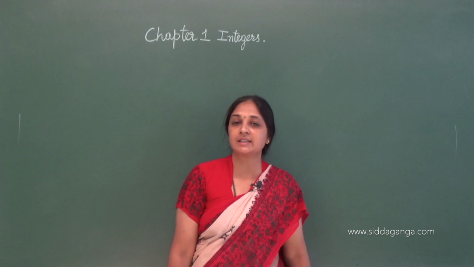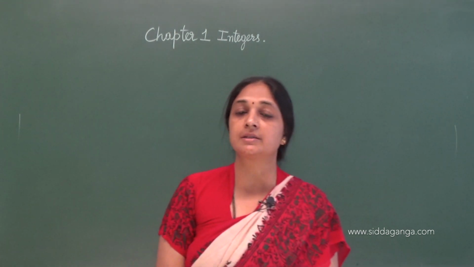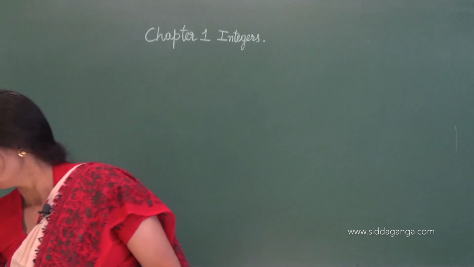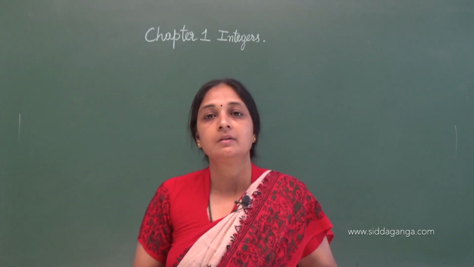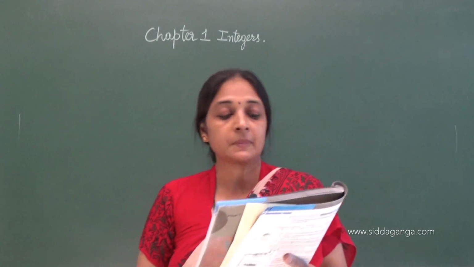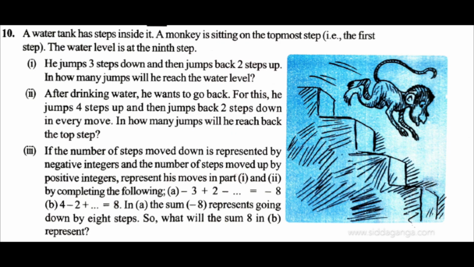Okay, so in the previous class we solved some exercise problems and we were left with one problem, that is the 10th problem. I will read the question, listen to me. A water tank has steps inside it. A monkey is sitting on the topmost step. The water level is at the 9th step. And the first question they are asking is, he jumps 3 steps down and then jumps back 2 steps up. In how many jumps will he reach the water level?